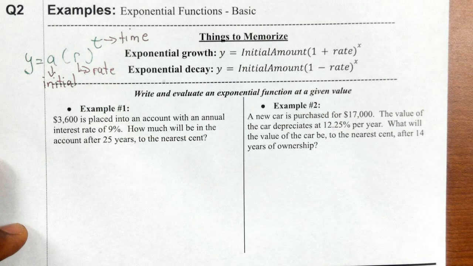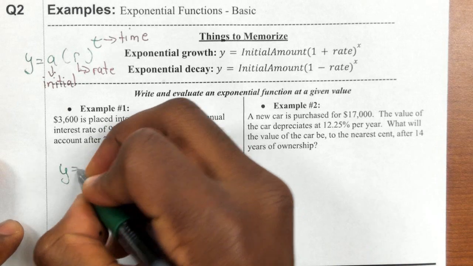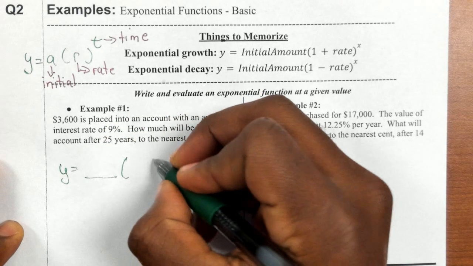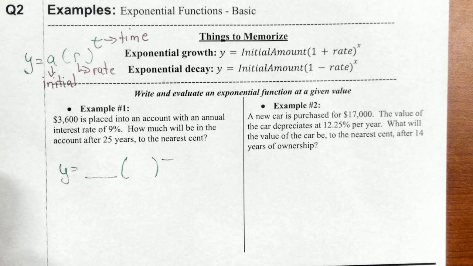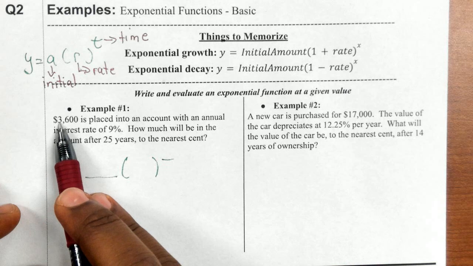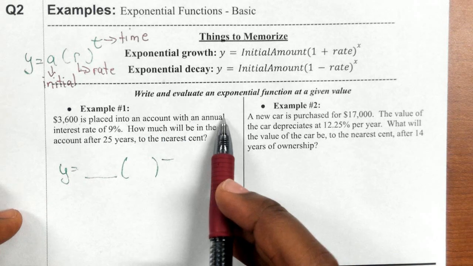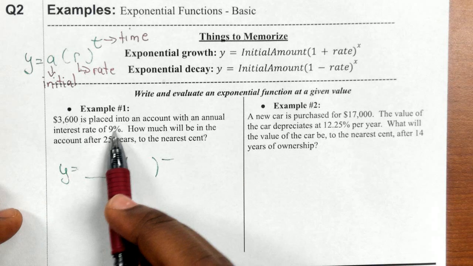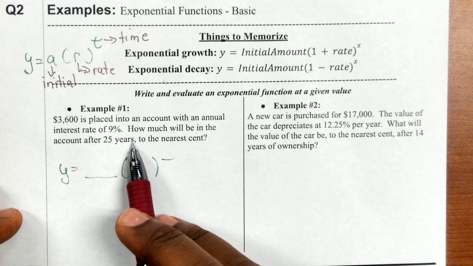So what we're going to do for our problem is set up a form y equals some initial value parentheses some rate over some period of time, okay? So let's read the problem. It says 3,600 is placed into an account with an annual interest rate of 9%. How much will be in the account after 25 years, okay?